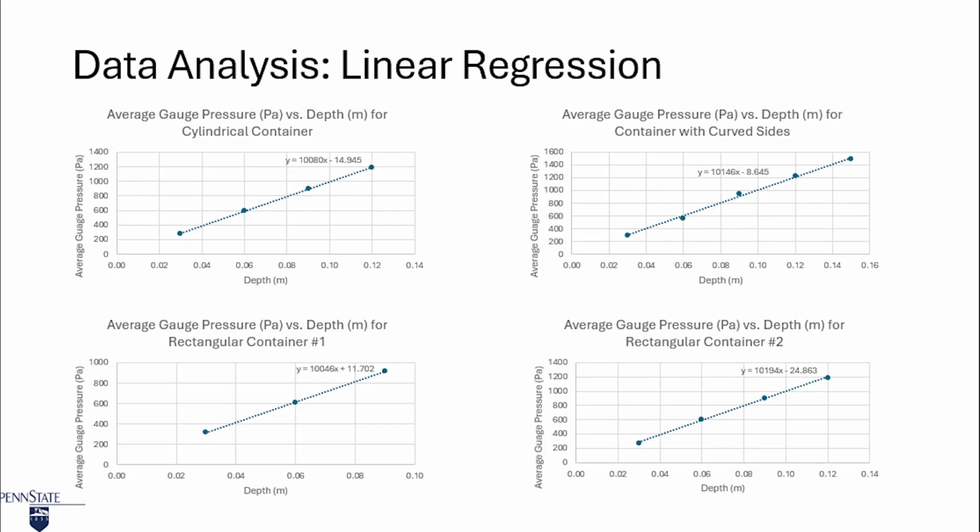The same plot of average gauge pressure versus depth for each container was created. These values were plotted and then a linear trend line was applied to each plot. The purpose of this was ultimately to compare it to the linear trend line created by the theoretical values. From here, we were able to make a comparison between the slopes of the linear trend line for each container and the linear trend line produced by the theoretical values in order to draw a conclusion for the experiment.